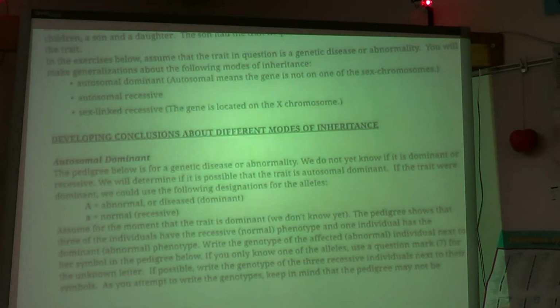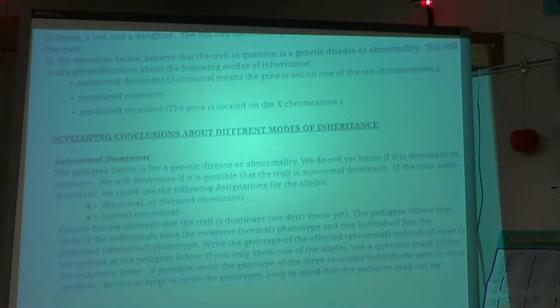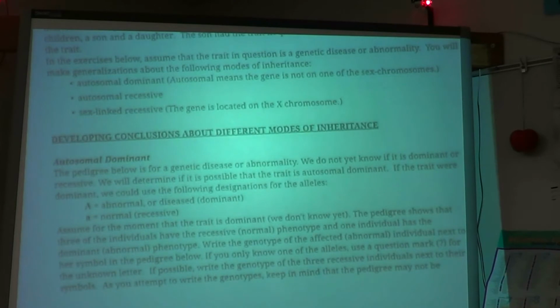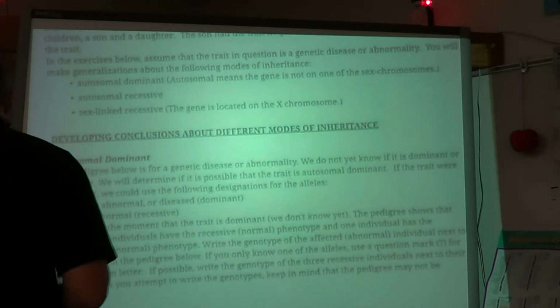And we're going to start with autosomal dominant traits, like we did on the introduction sheet from yesterday. So we are going to say big A represents an abnormal or diseased trait. They have a dominant allele, where normal is the recessive allele. So we're going to say it's autosomal dominant. Assume for a moment that the trait is dominant. We don't know that yet. The pedigree shows 3 individuals.